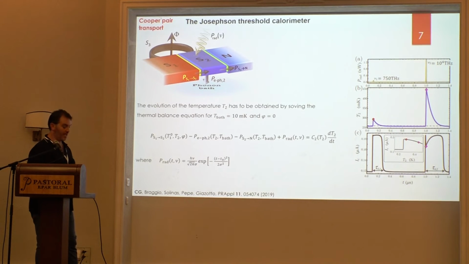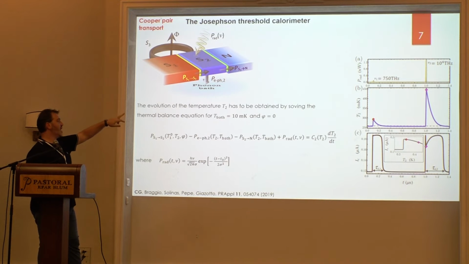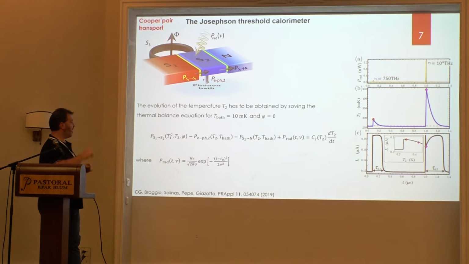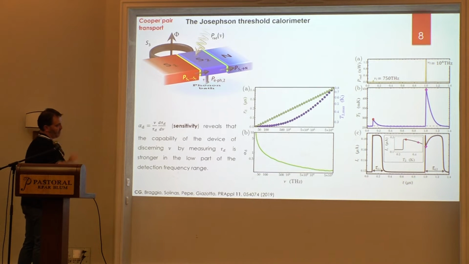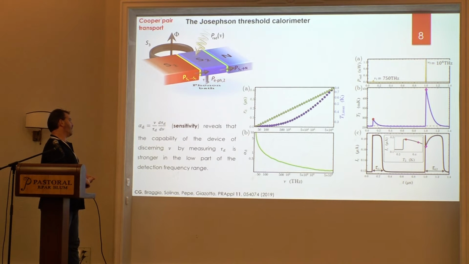So this is the thermal balance equation for the system. In the case of the absorption of two different photons, the temperature increase and the critical current of this system have this rectangular-like envelope, and the width of these rectangular pulses of critical current gives us information on the frequency of the absorbed photon. So we were able to define the sensitivity of this kind of device.